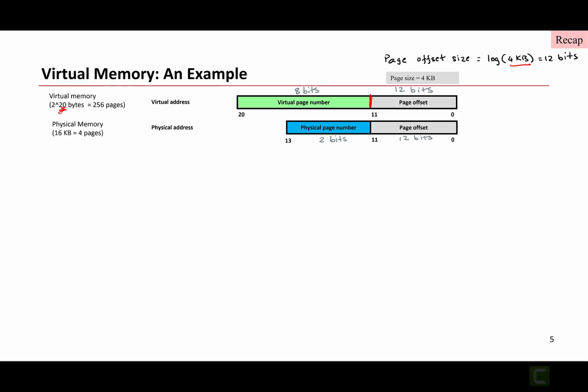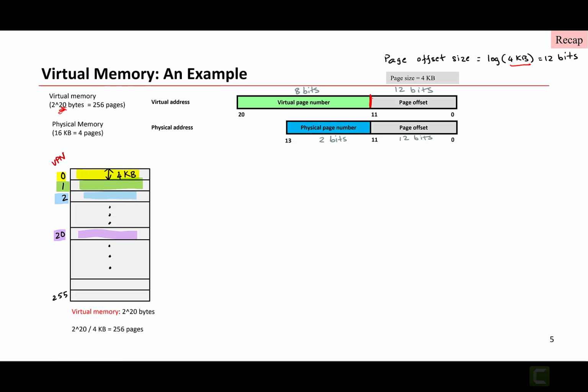address. Now, this virtual address refers to a location in a program's virtual memory or virtual address space. So for a 20-bit ISA, which is the example I'm using, you would have 0 to 2 to the power of 20 minus 1 bytes. Now, if you divide this space by page size, you get the number of virtual pages in your program. So in this example, you have 256 virtual pages.